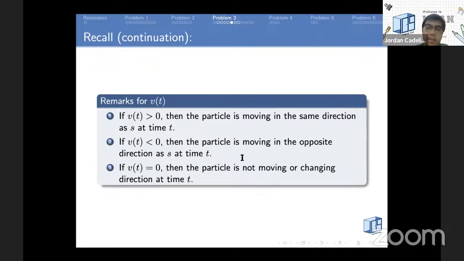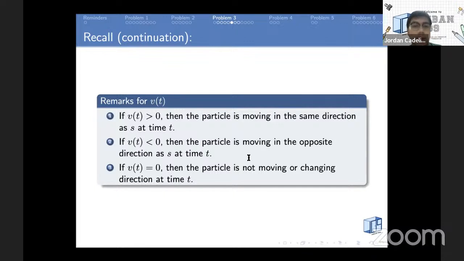So, next, some remarks for velocity function. If v of t is greater than 0, the particle is moving in the same direction as s at time t. Tapos, kung velocity naman natin less than 0, the particle is moving in the opposite direction as s at time t. Tapos, kung v of t is 0, then the particle is not moving or changing direction. So, bale, yung remark tong v of t is just similar lang sa remark ng nauna, which is yung tungkol sa rate of change na dy over dx. It's just that, in-apply lang natin to in terms of the velocity function, v of t.